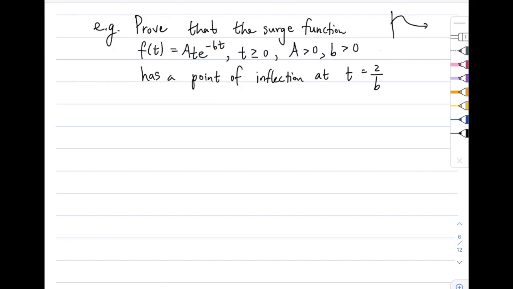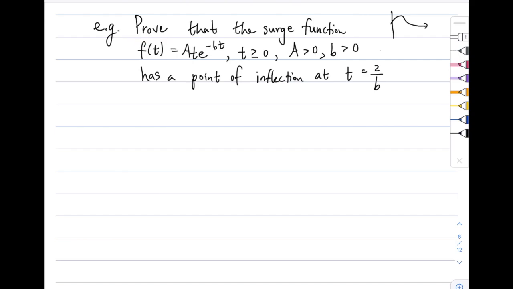Now, I know it doesn't look like that, maybe because we represent constants and variables with letters, but it's one of those things you have to wrap your head around. You have to separate the constants from the variables. To do that, one thing you could do is let a be 1 and b be 1. Then you get f of t equals t e to the power of negative t, probably one of the simplest examples of a surge function. But a and b are just positive constants. You have to treat them like constants.